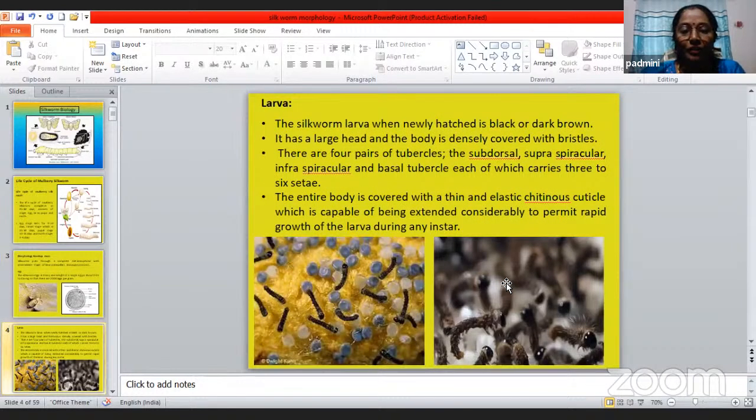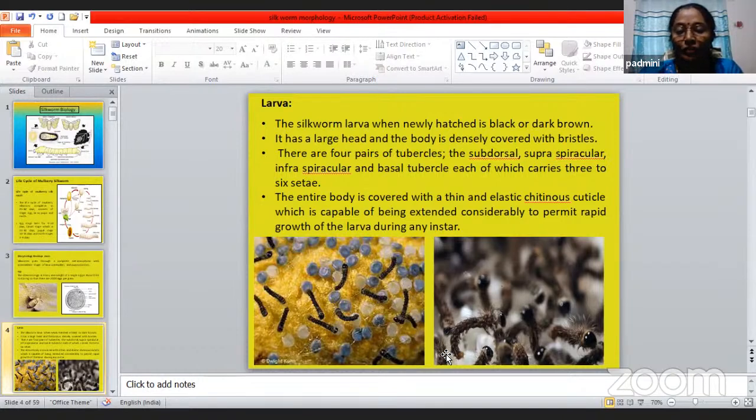The larval forms over here, if you can see, the silkworm larva when newly hatched is a black or dark brown color. So you can see those nice tiny blue colored eggs over there from where the small silk larva emerges. And once they emerge, they resemble small ants, and they have 4 pairs of tubercles. There's the subdorsal, supraspiracular, infraspiracular, and basal tubercle, each of which carries 3 to 6 setae.